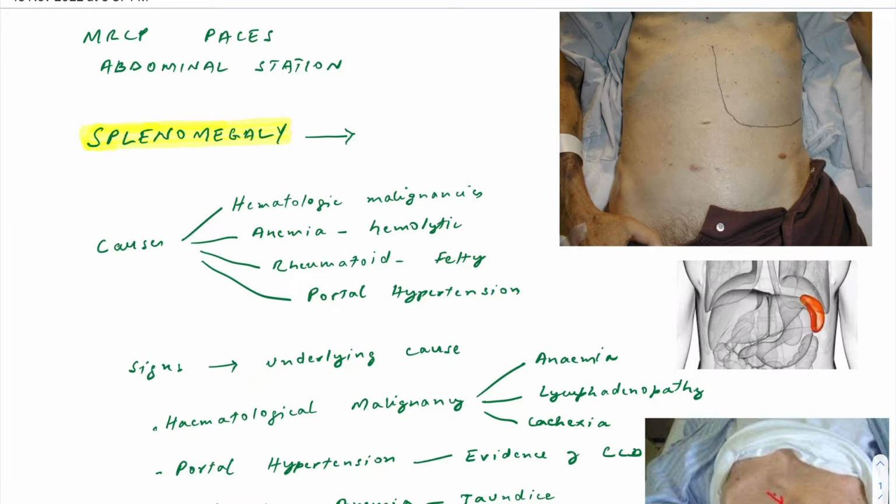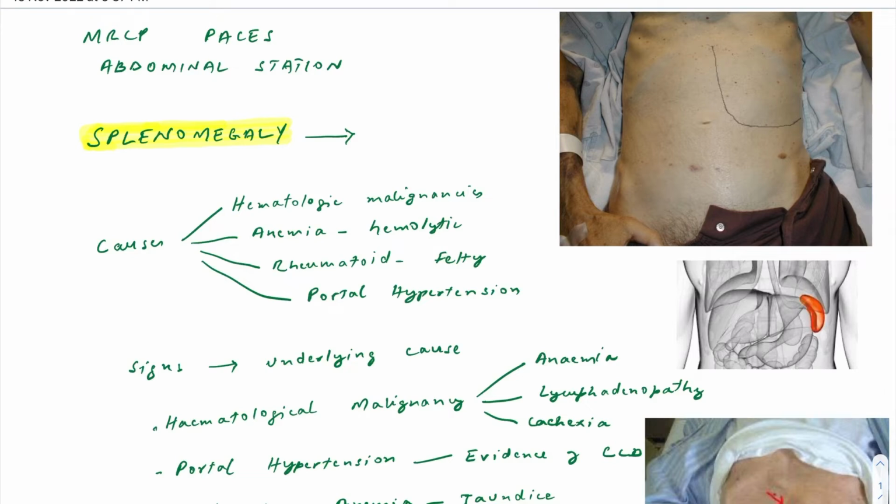Similarly with portal hypertension, it's normally because of cirrhosis of the liver, and you'll find the peripheral stigmata of chronic liver disease. In that case you may find only splenomegaly there because the liver may be shrunken because of the cirrhosis. So if you find any peripheral findings, you can be positive about the cause of the splenomegaly, which will help in your presentation.